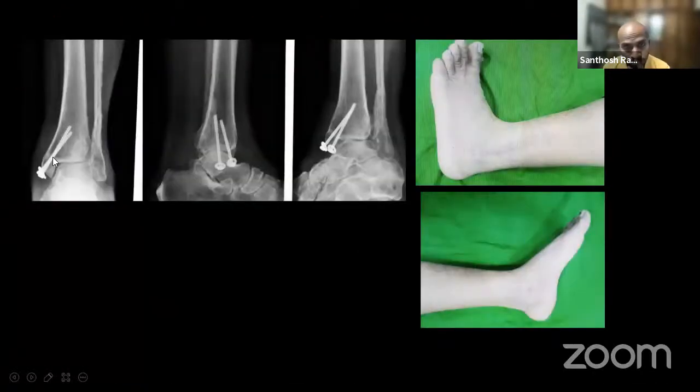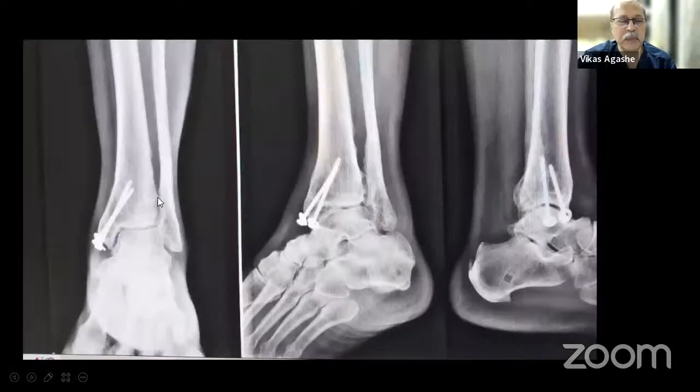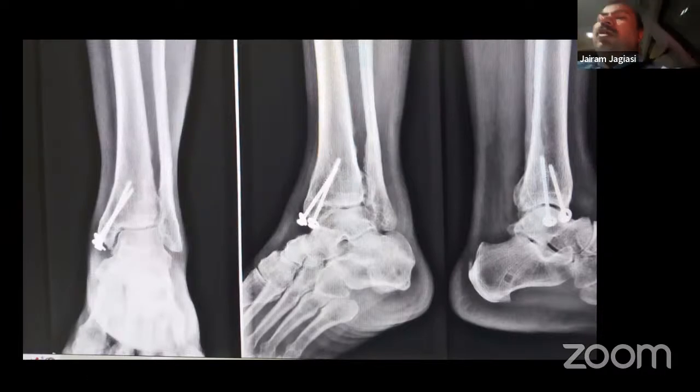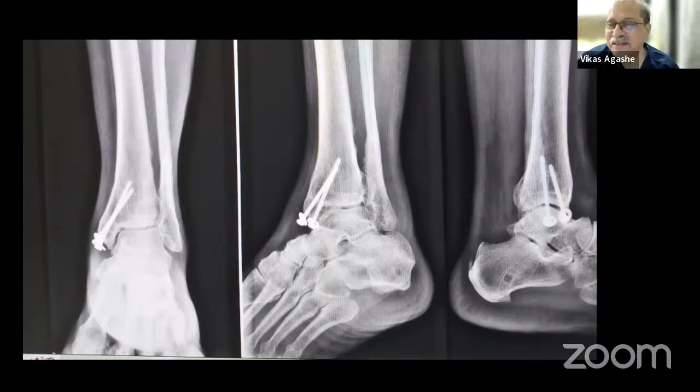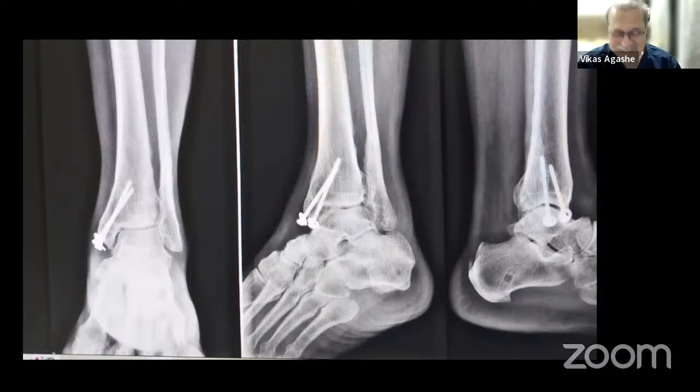Here you can see a lateral x-ray. Nothing else was done. The fracture has already started healing and is completely healed, and even the syndesmosis appears to have stabilized. Nothing was done. It just healed by itself. It was a bone-forming MRSA. So this healed in spite of the orthopedic intervention.